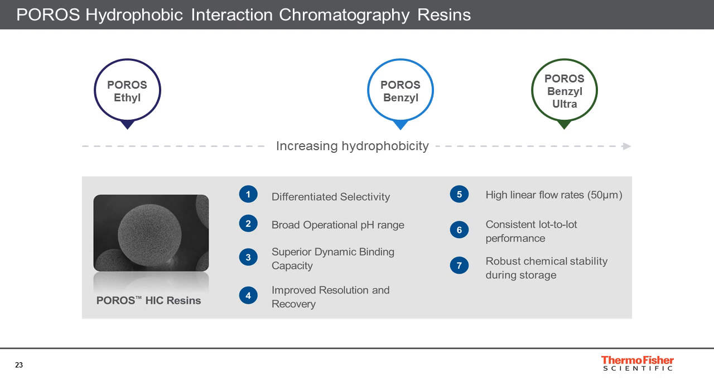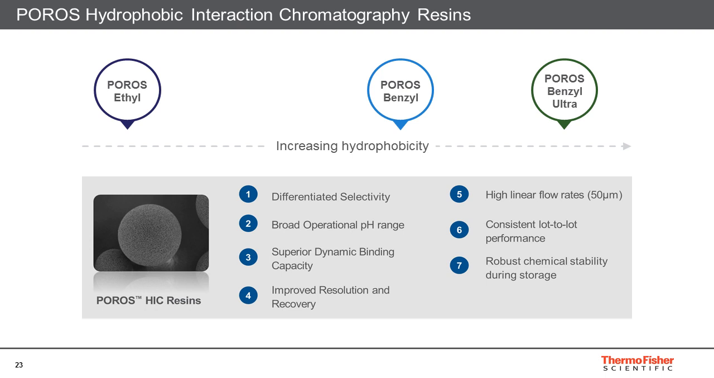So our HIC resins, which were launched fairly recently, a couple of years ago, are the POROS Ethyl, POROS Benzyl, and POROS Benzyl Ultra, which cover a wide hydrophobicity range, again, to accommodate the purification needs of a wide range of biological molecules. And Benzyl Ultra here is the most hydrophobic out of the three resins. In fact, it's probably one of the most hydrophobic resins on the market right now.